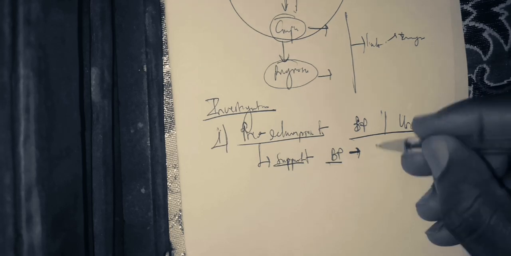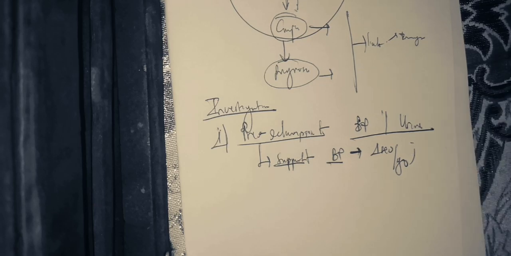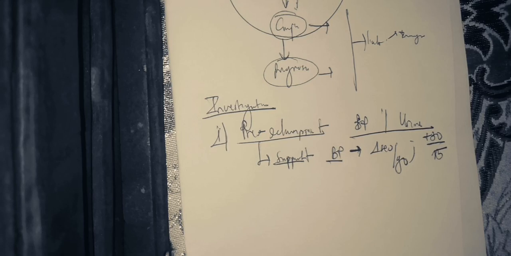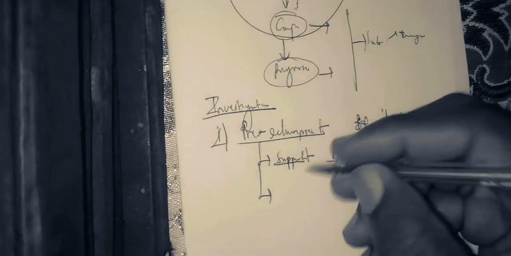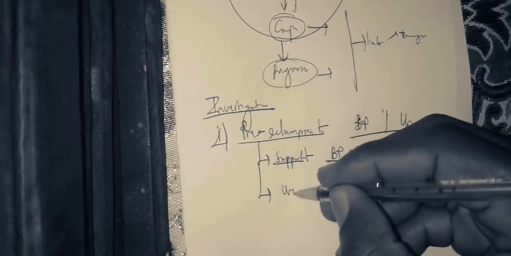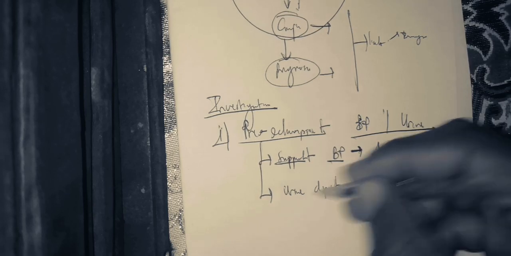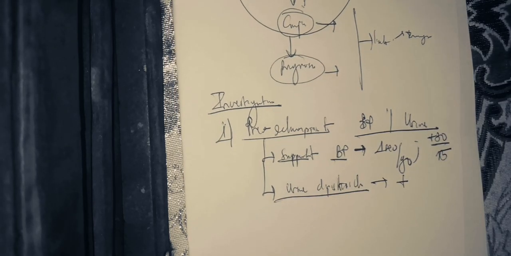If you take a blood pressure and it is more than 140/90 millimeters of mercury, or you have an increase in blood pressure by 30 or over 50 millimeters of mercury, you can support that it is pre-eclampsia. The next thing to support is a urine dipstick. The urine dipstick can also help you support that it is pre-eclampsia, and it can detect proteinuria.